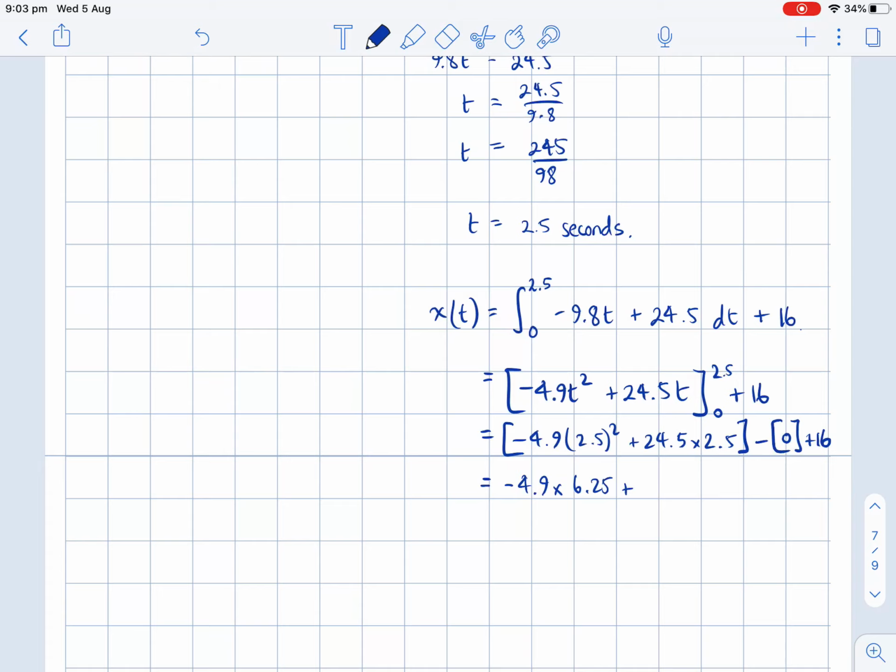I don't like that. 24.5 times 2 is 49. Half of 24 is 12, so half of 24.5 is 12.25, so it's 49 and 12.25 is 61.25 plus 16. And then I need to do 4.9 times 6.25, so 4.9 times 6.25.